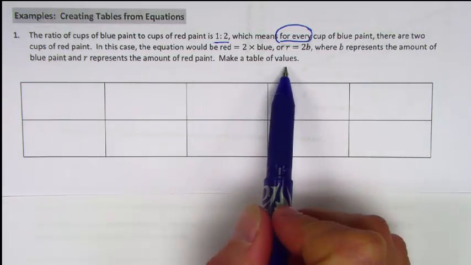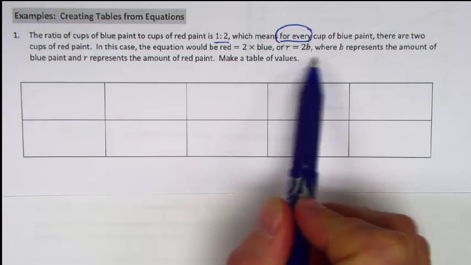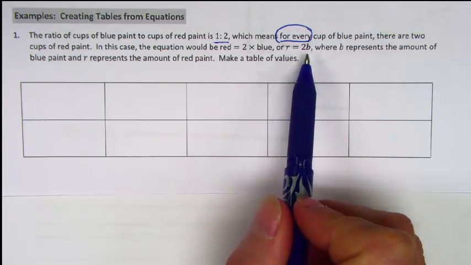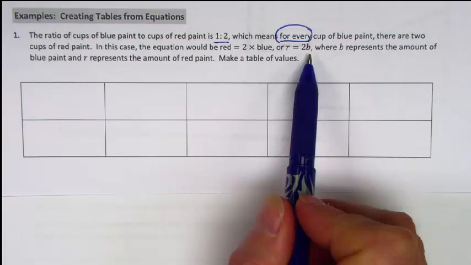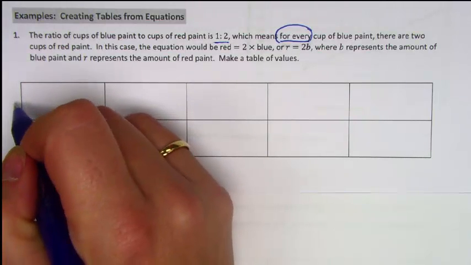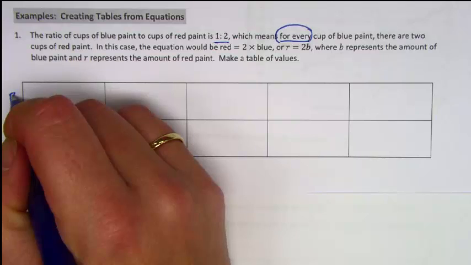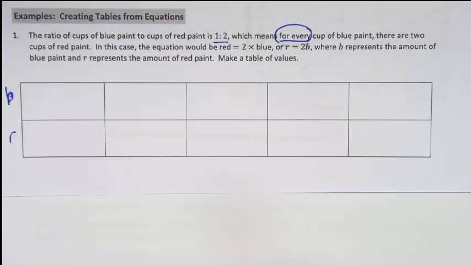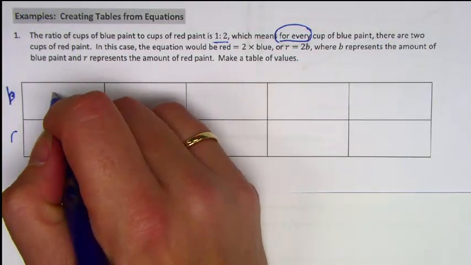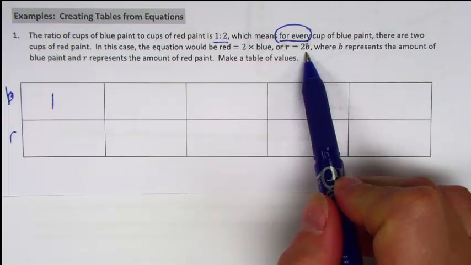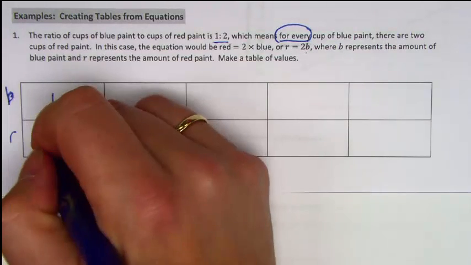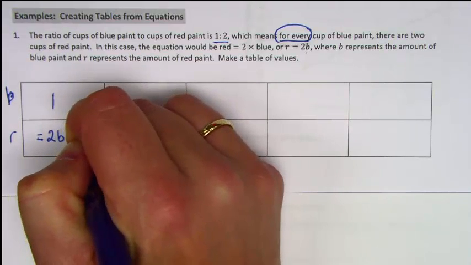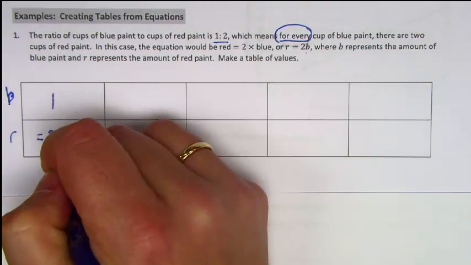We're going to make a table of the values. When we have an equation with 2 variables in it, we just pick a number for the first variable and then plug it in and find the other variable. So I'm going to put some labels on my table. I'm going to put B here for blue paint and R here for red paint, and I'm going to pick an amount of blue paint. I'll start with 1 cup. If I have 1 cup of blue paint, then R is going to equal 2 times B, which is 2 times 1. So 2.